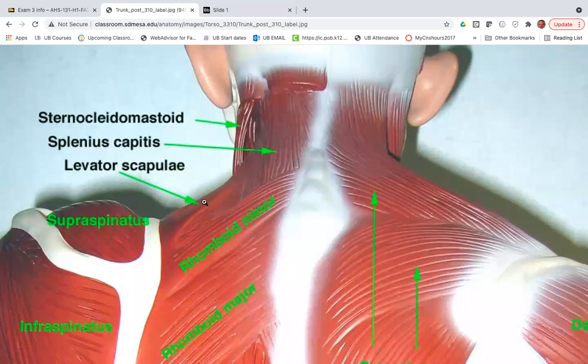Now, here is levator scapula. It goes from the superior angle of the scapula, all the way up in this direction. We could see it going here, and it is going to attach to C1, C2, C3, C4 transverse processes. The TPs, or transverse processes of C1 to C4. And the insertion is on the superior angle.